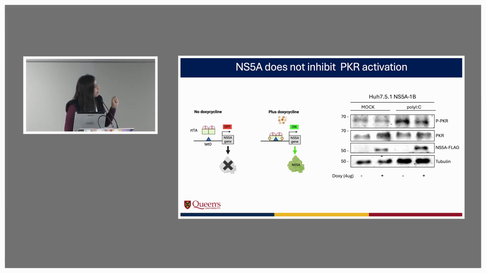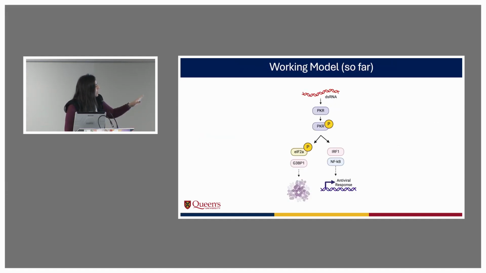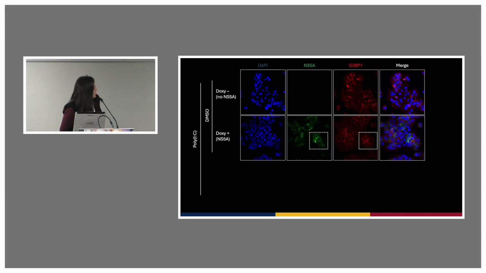However, when we transfect with poly-IC, we see that PKR activation is not inhibited by NS5A presence. So in this working model, we saw that PKR activation, PKR phosphorylation, was not really being affected. But we decided to check what would happen with stress granules formation, which is down below here, below G3BP1. And what we did was this immunofluorescence.